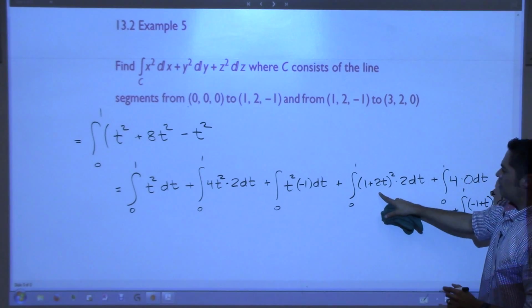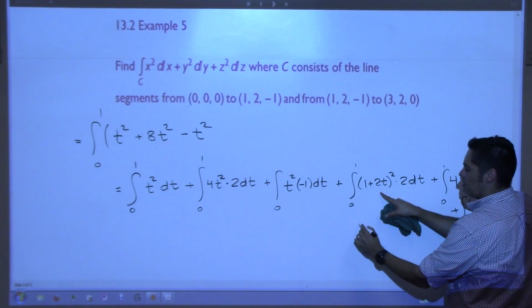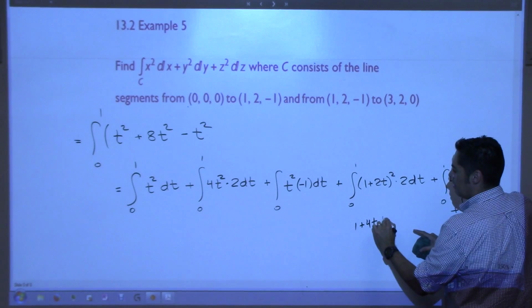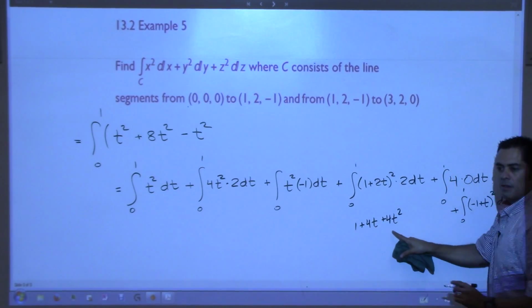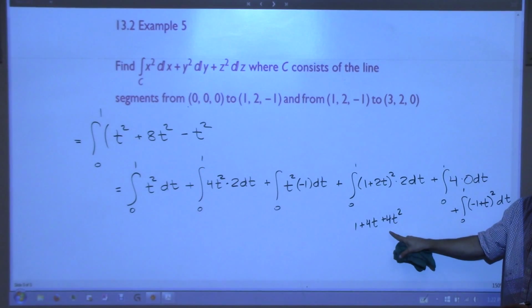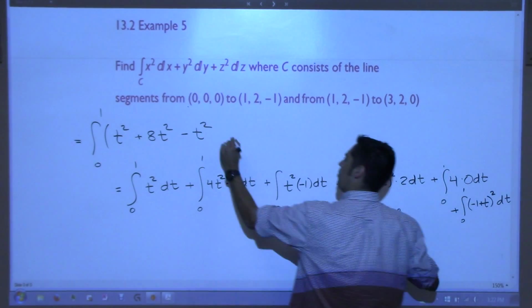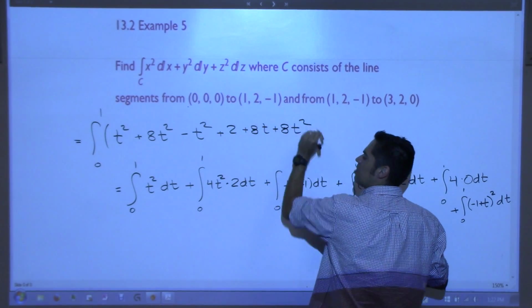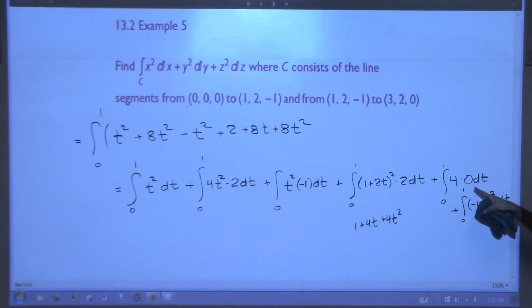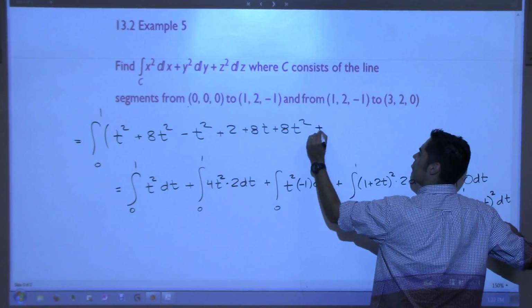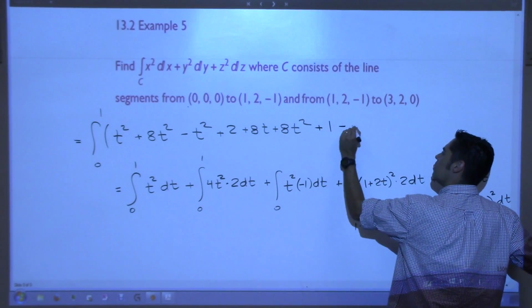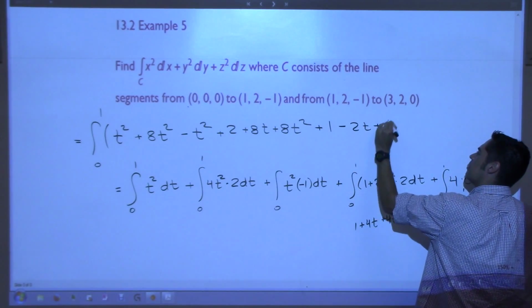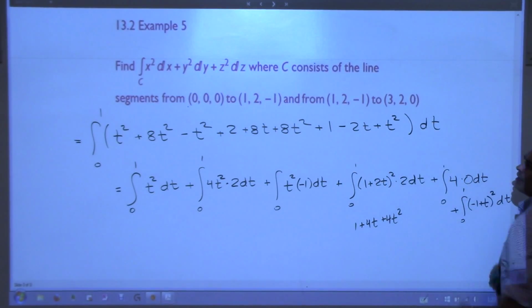And then this one, let's do some algebra here real quick. This is 1 plus 4t plus 4t squared, right? That's what this is. Then times 2. So how about plus 2 plus 8t plus 8t squared? Understand what I'm doing? Okay, and then here, nothing, and then square this one. 1 minus 2t plus t squared dt. I think that's all of it, right?